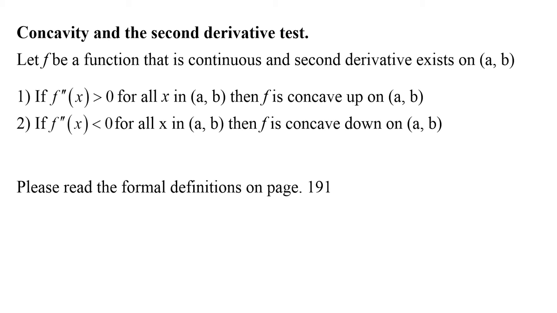Let f be a function that is continuous, and the second derivative exists on a to b. If f double prime of x is greater than 0 for all values of x on a to b, then f is concave up on a to b. If the second derivative, f double prime of x, is less than 0 for all values of x in a to b, then f is concave downward on a to b. There are formal definitions for you to look at before you start the practice work on page 191.